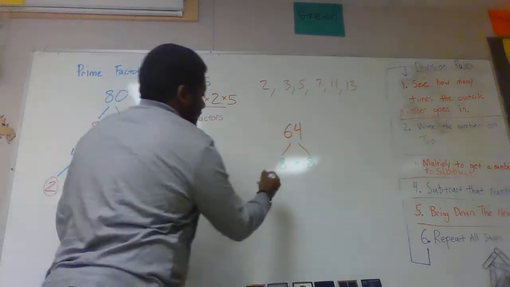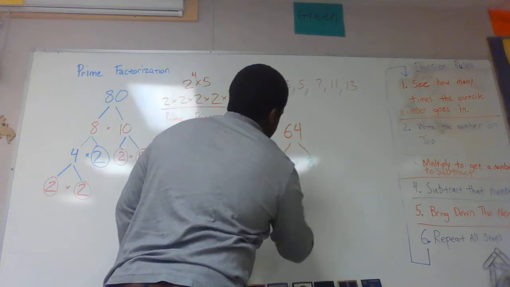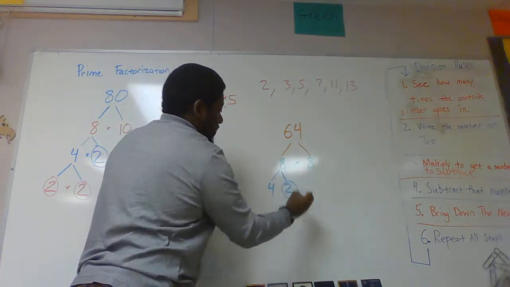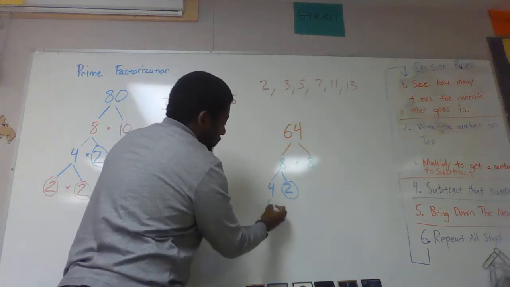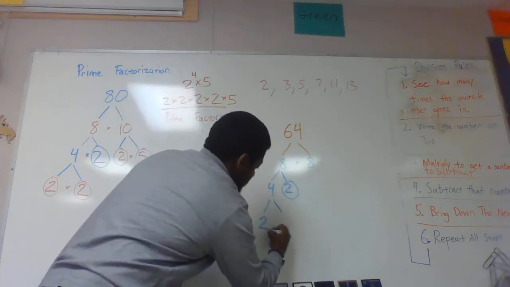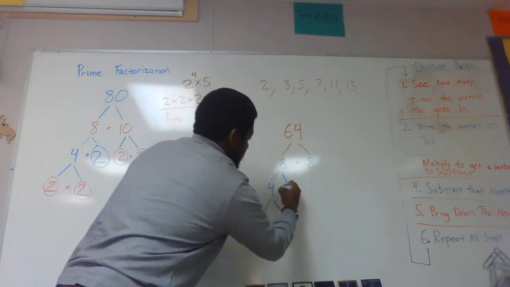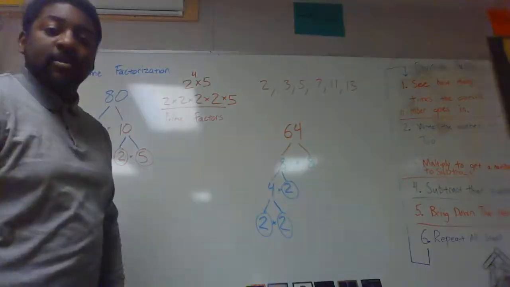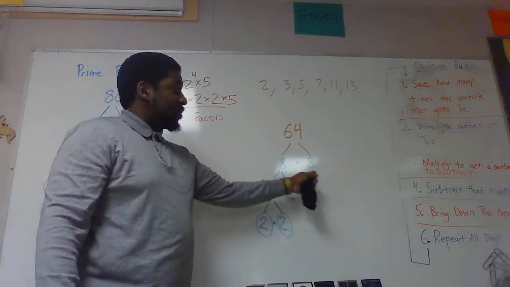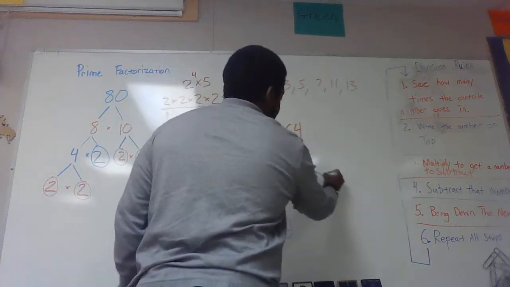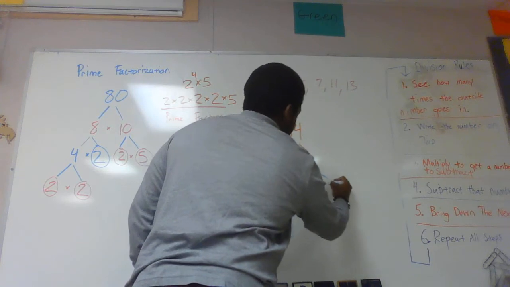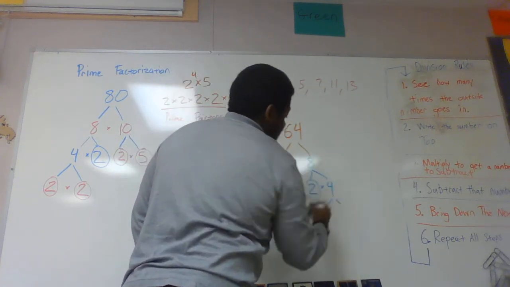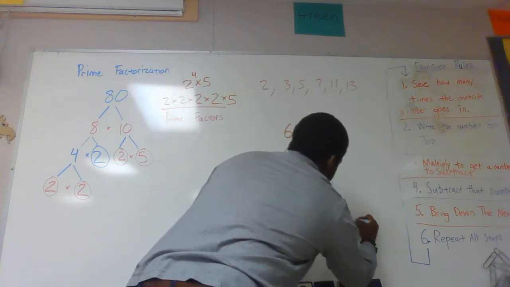Things that make 8 are 2 and 4. 2 is a prime number, so I can circle it. 4 I can break down again to 2 times 2. Sorry. Both of those are prime numbers, so I can circle them. I'm not done though, because I still have to break down this 8. There's nothing circled on that side. 8 is 2 times 4. Circle my 2. 4 is 2 times 2.